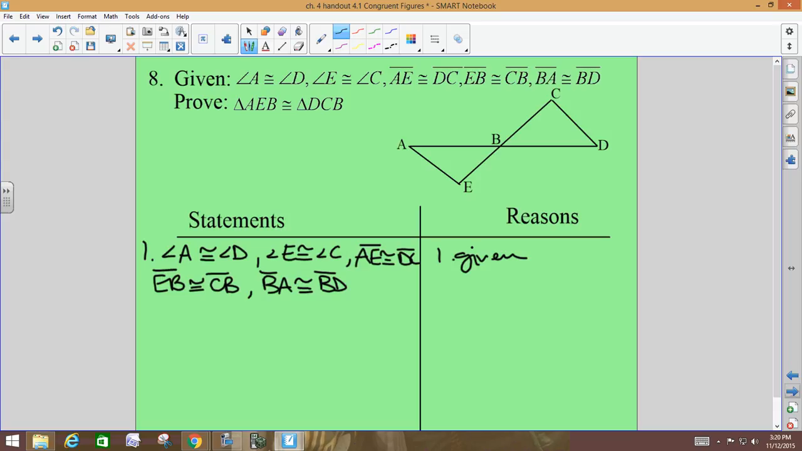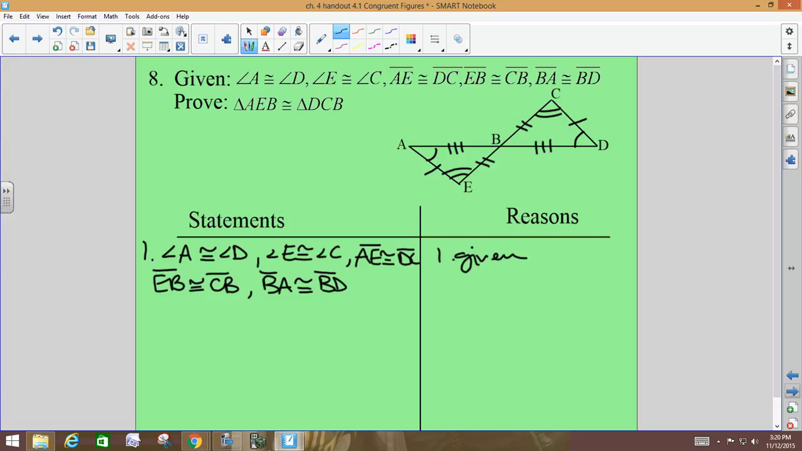After you write your given, what should we do with that information? Mark your picture, good. Angle A congruent to angle D. Angle E is congruent to angle C. AE is congruent to DC. EB is congruent to CB. And BA is congruent to BD.